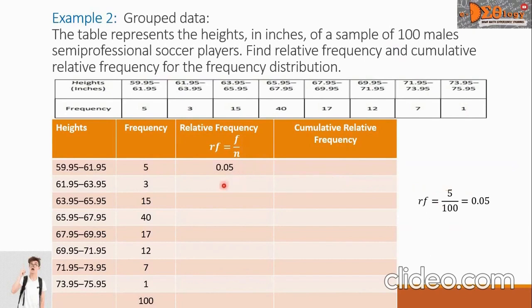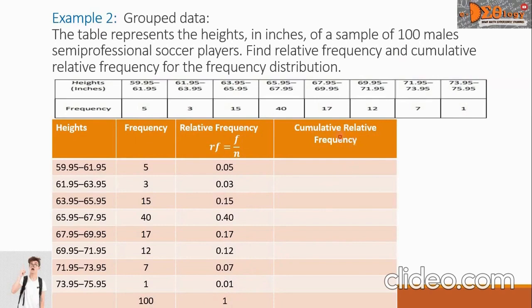Next, we're going to fill in the full columns. Using our formula, we will have 0.03 in the second row, 0.15 on the third, 0.40 in the fourth, so on and so forth. If we get the total of this, we will get a whole number 1.